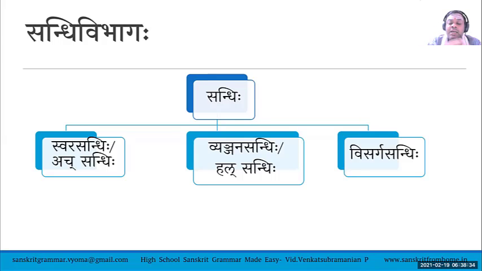Similarly, vyanjanas are called hal, and therefore vyanjana sandhi is called hal sandhi. Visarga sandhi is already there. It doesn't have another name. It is visarga sandhi only.